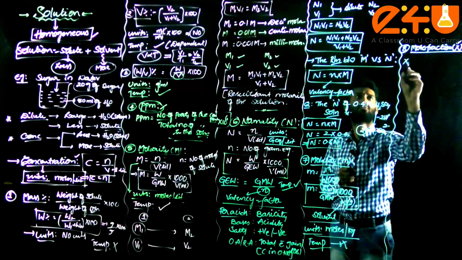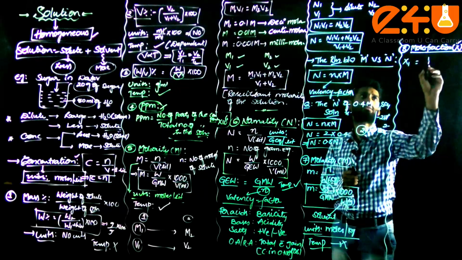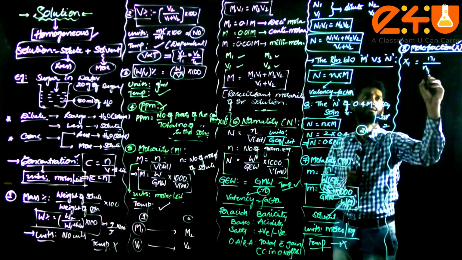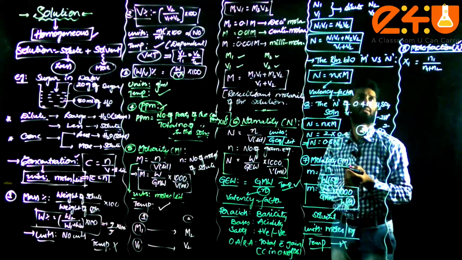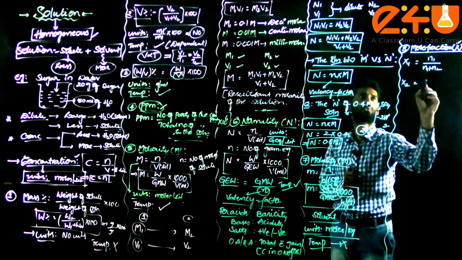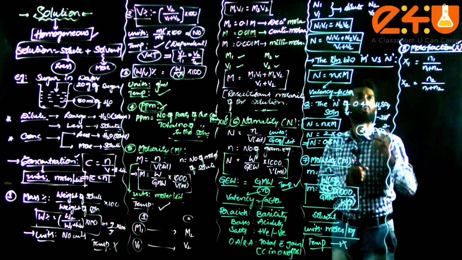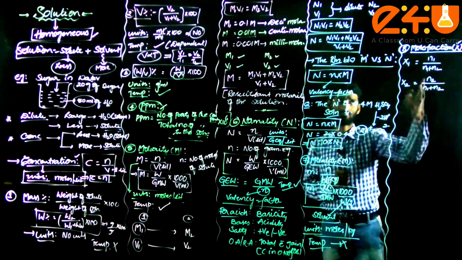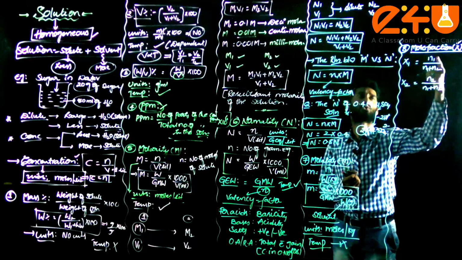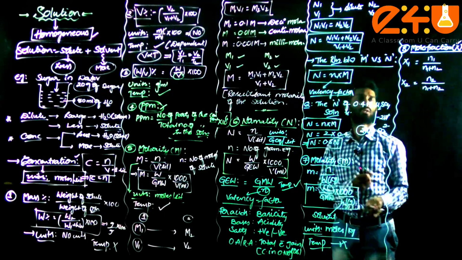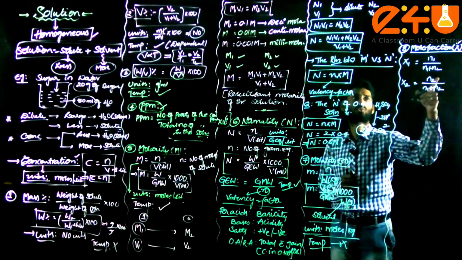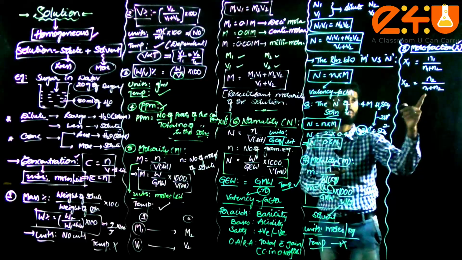Generally, we can represent x1 is equal to n1 divided by n1 plus n2. Similarly, x2 is equal to n2 divided by n1 plus n2. If this is the solvent, then you can take the number of moles of the solvent divided by the total number of moles of the solution, the solute and solvent together.